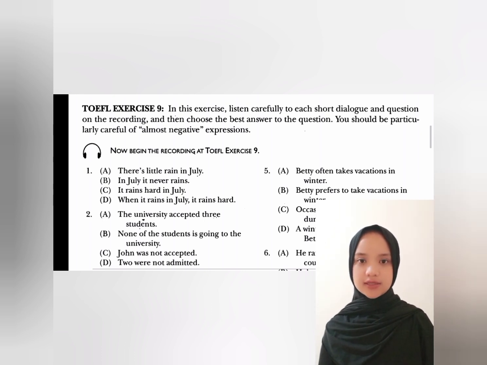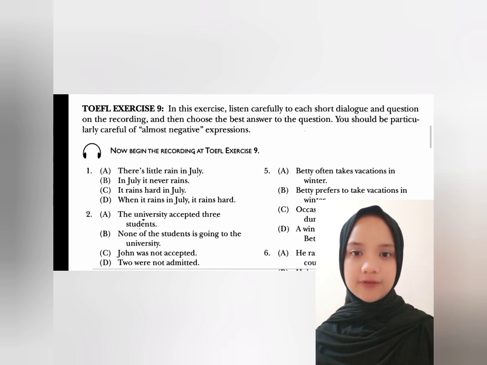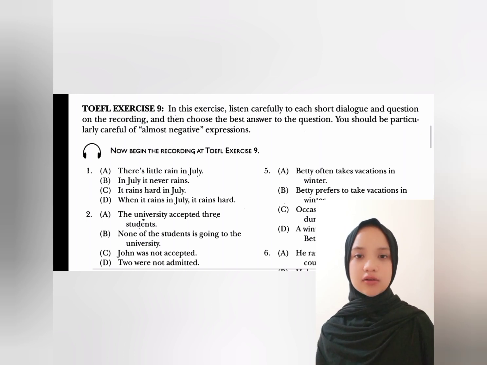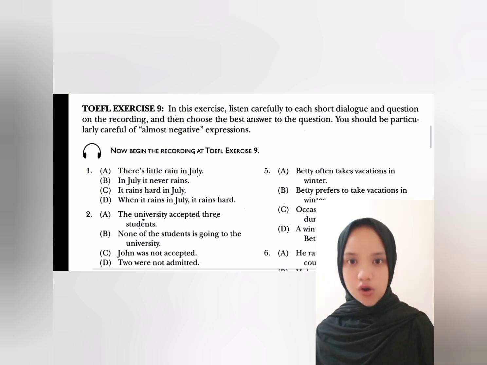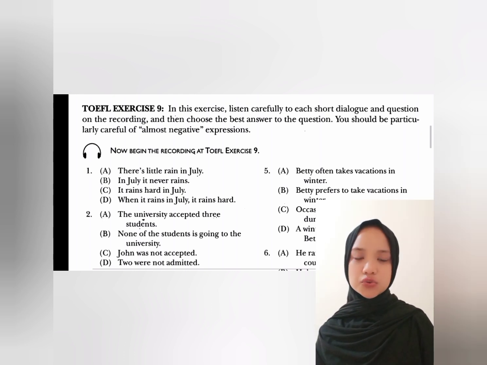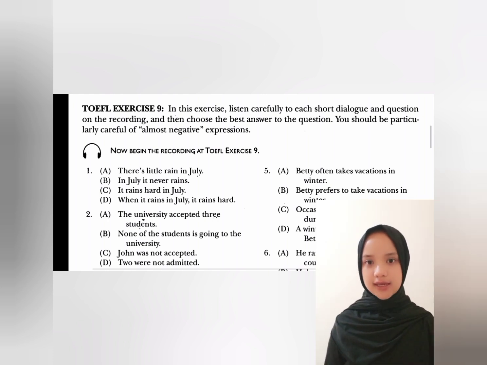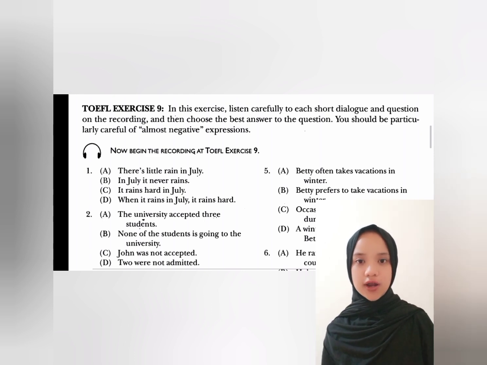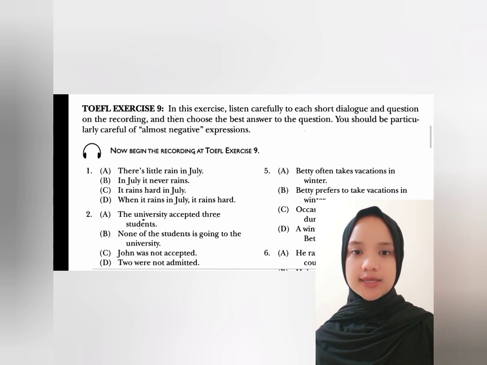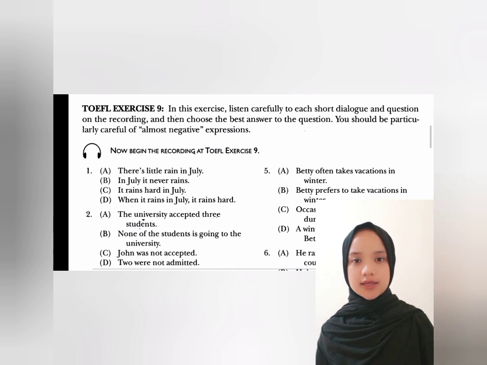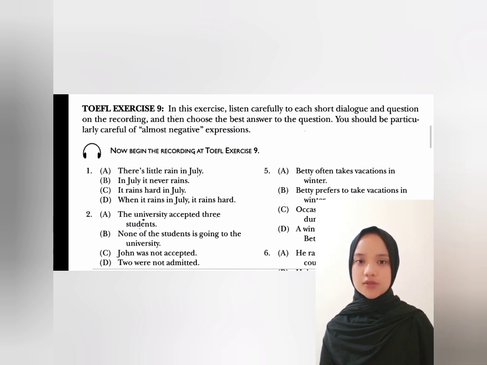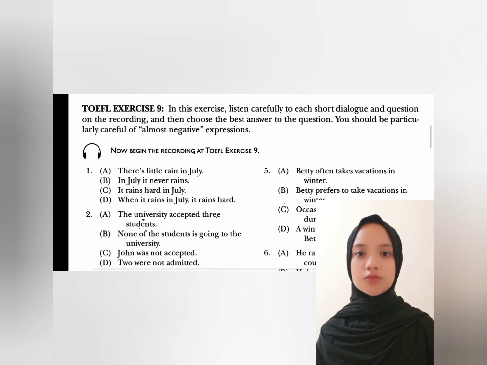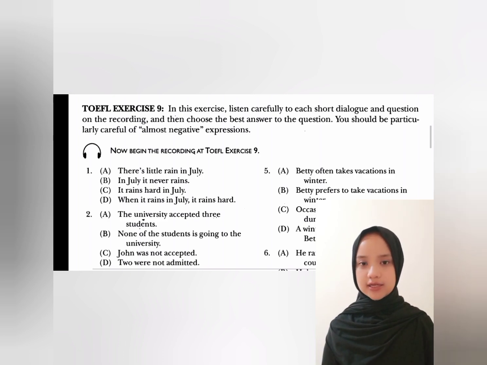For the first, identify almost negative expression. Look for words like hardly, barely, rarely, or only that imply something close to negative meanings. And the second is interpret the subtle meaning. This expression suggests that something is almost not true or happens only to a small degree. And the third is choose the answer that matches the implied meaning. Select the answer that aligns with the almost negative implication in the sentence.